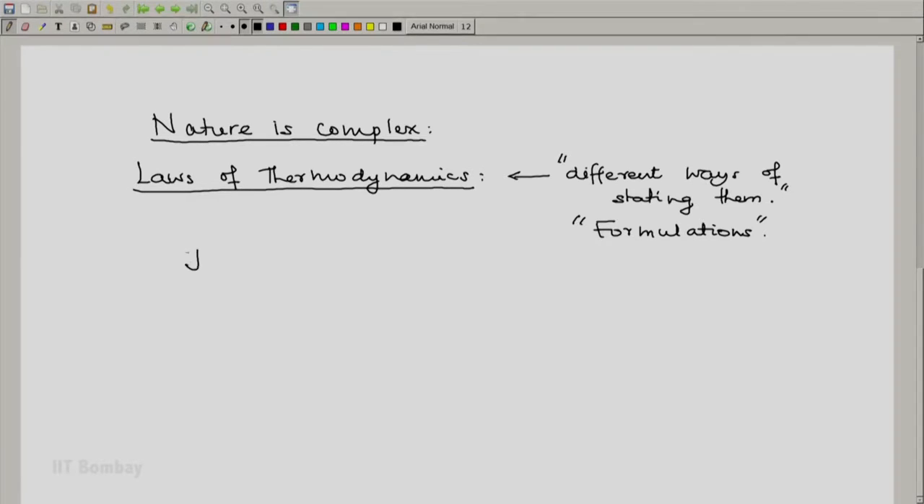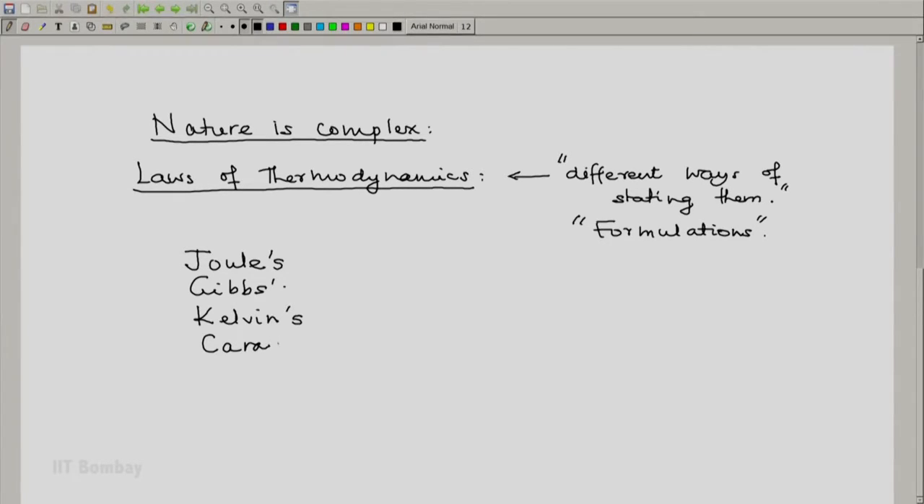For example, Joule proposed the first law in one way. Gibbs proposed the first law in another way. So you can say that there is a Julian formulation of thermodynamics, there is a Gibbsian formulation of thermodynamics. When it comes to the second law, we have Kelvin's formulation of thermodynamics. So we have Joule's formulation, Gibbs' formulation, and then Kelvin's formulation. Each one has its advantages and disadvantages.